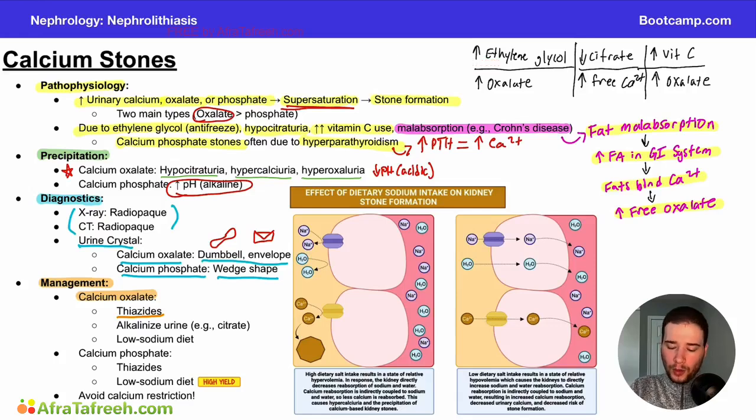That's right, because one of the roles of thiazide diuretics is that it increases removal of calcium from the urinary tract. And so if we increase reabsorption of calcium, then there is less of it in the tubules of the kidney to actually precipitate and form calcium stones.